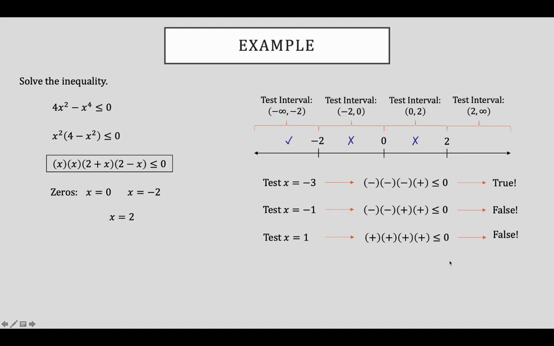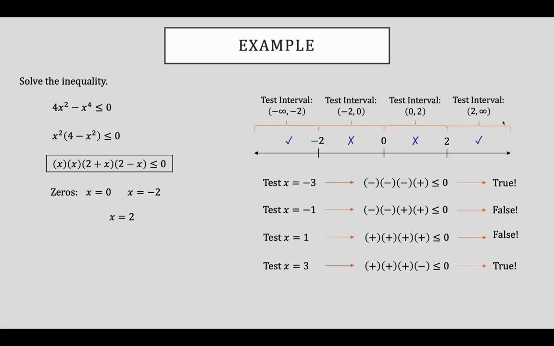And finally, I need to choose a test value that's to the right of 2. Let's test x equals 3. If I plug in 3 for x, that gives me positive times a positive times a positive times a negative. Well, if I were to multiply all those out, I'd get a negative number. Is a negative number less than or equal to 0? Yes, that is a true statement. Therefore, I'll put a little check mark up above.